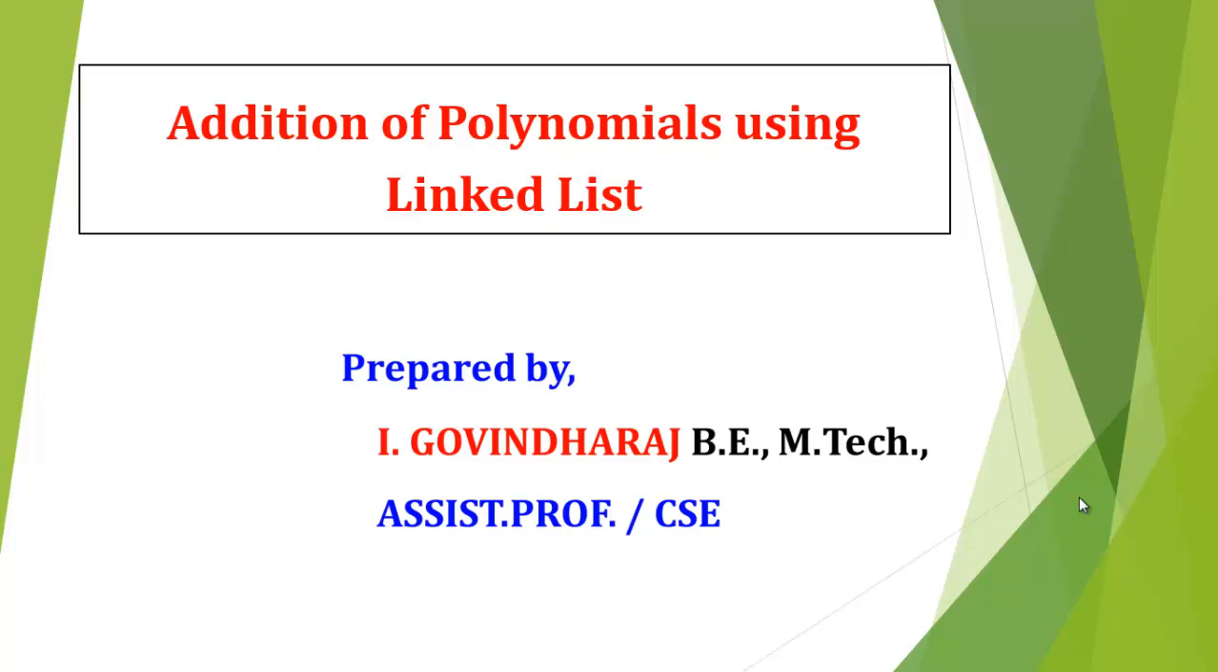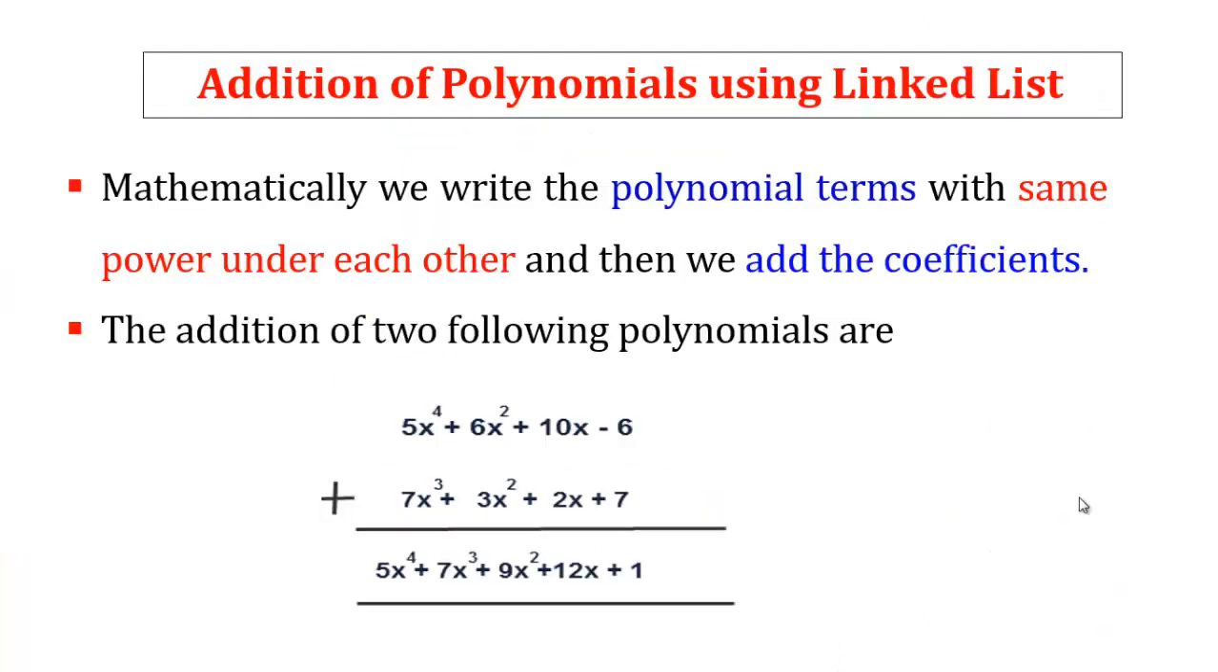Here we are going to see the video lecture on addition of two polynomials using a singly linked list. Mathematically, we have to know how to write a polynomial equation. We call this a polynomial equation, based on the coefficient and the power, which we call the exponent. Here we are using a variable, it may be x or y. Before going to the corresponding equation, we have to know how to add two polynomials.